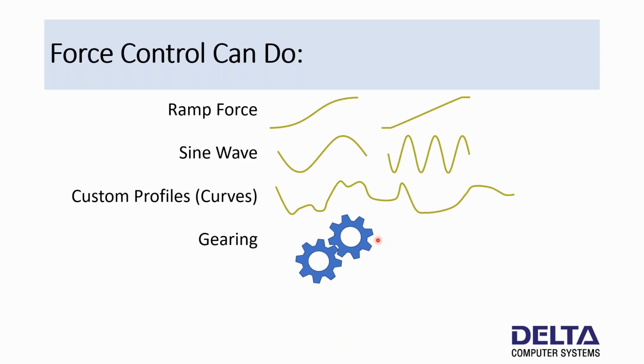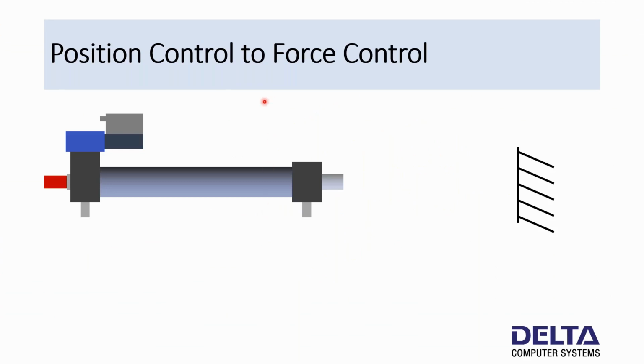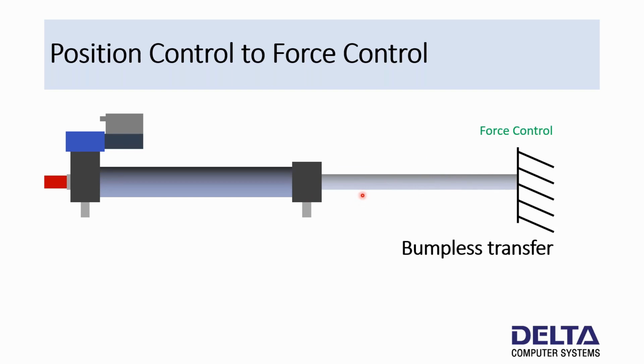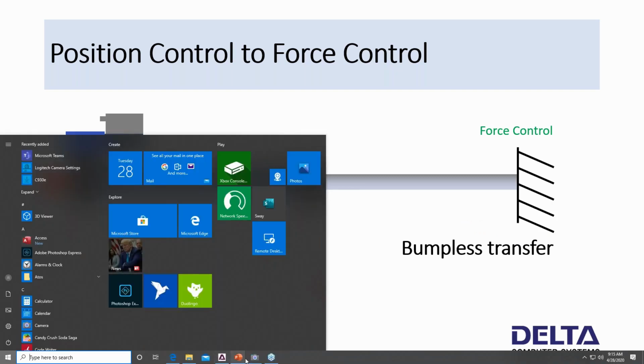We won't talk so much about gearing. I don't have a really great application here for gearing, but we will talk about position control to force control. Remember I showed you first, when we do position control, then we can move to the end into force control. And we call it bumpless transfer. You know, there's tuning things we can use to make it really smooth in case there's a small bump. But let's demonstrate that as well.